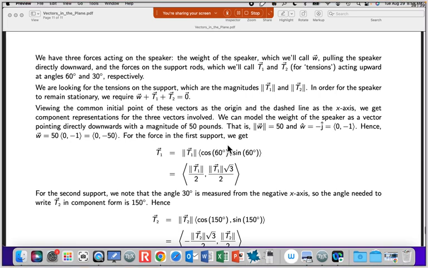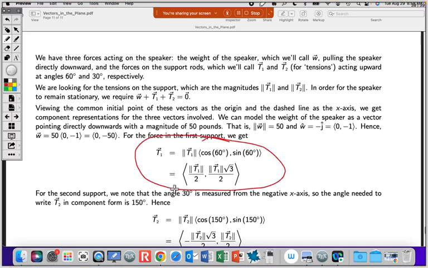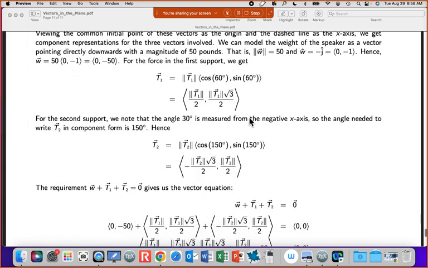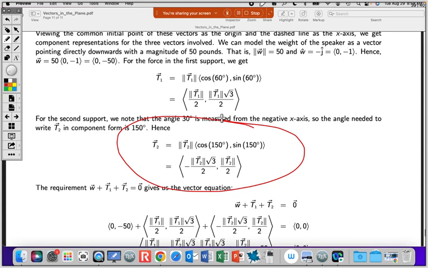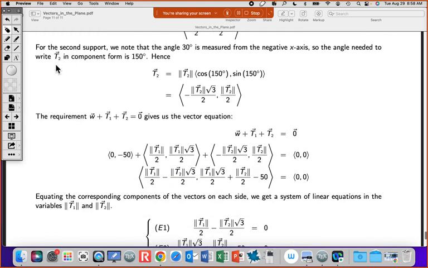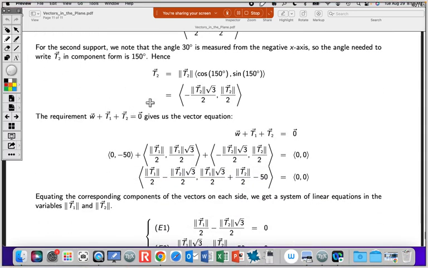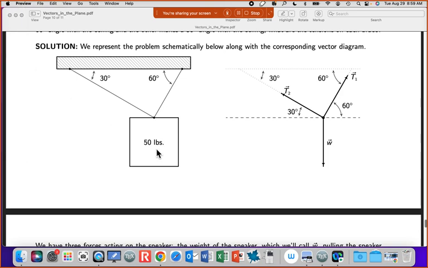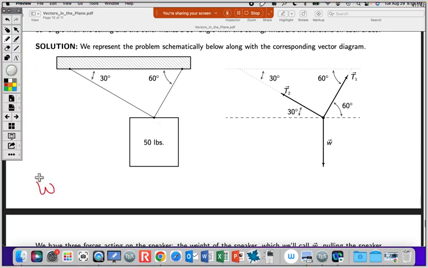And so here's what we can get for T1, magnitude times direction. And here's what we can get for T2, magnitude times direction. Now we're after the magnitude of T1 and the magnitude of T2. And so here's where we use the zero vector, Derek. Since that speaker isn't moving around, the sum of those forces has to be 0. Now, what's the weight vector, W? Well, the weight is acting directly down. So the weight vector would be 50 times the direction.